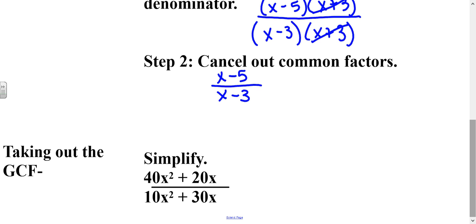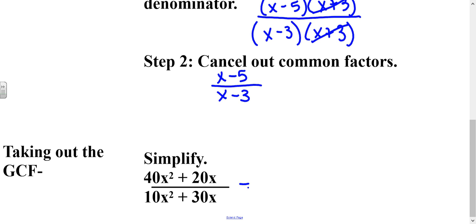Now, if we were taking out the greatest common factor, here's an example where we would do that. If I look at the top and the bottom, they only have 2 parts. They're not a difference of squares. They're not a sum of cubes. They're not a difference of cubes. So the only way I could factor would be to take out the greatest common factor.